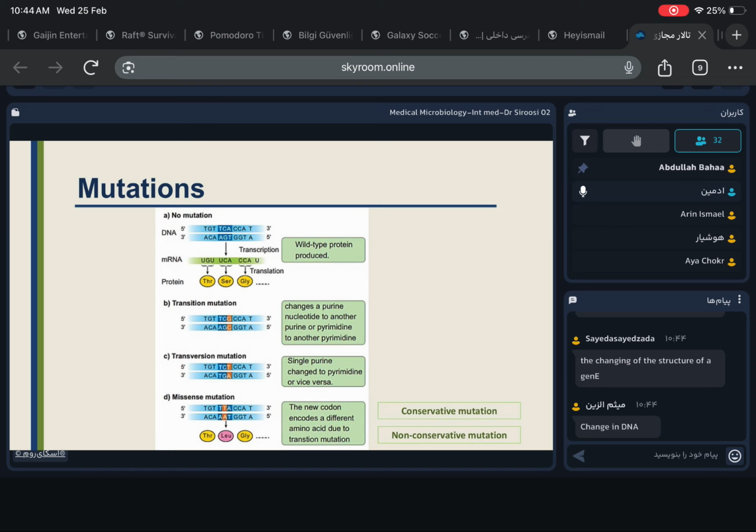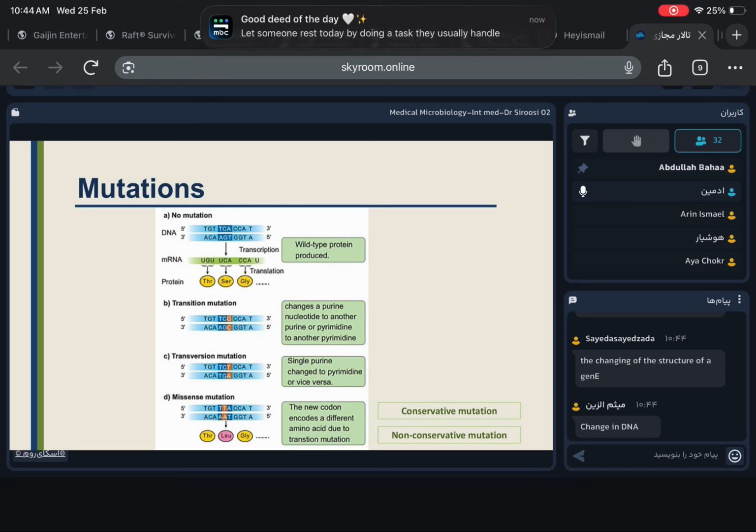So as you can see in this picture, there is this DNA sequence. There is no mutation in this DNA sequence. It is transcribed into mRNA, and it is translated into a protein. So now let's talk about the situation that there is a mutation in the DNA. One mutation is called transition mutation. Transition mutation happens when one purine is replaced by another purine, or one pyrimidine is replaced by another pyrimidine.